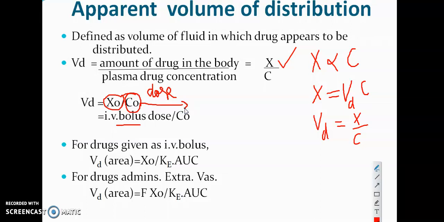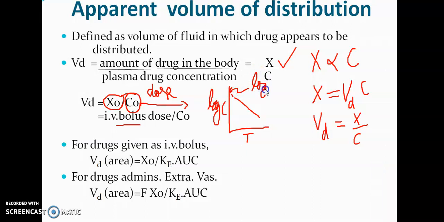Now this C naught can be easily found in case of 1 CBM IV bolus. How can we find it out? We have to plot a graph between log C versus time, and we know that this graph is a straight line. If we extrapolate this graph towards the y-axis, the point where it meets the y-axis is known as log C naught. To calculate C naught, you have to take the anti-logarithm of this, and finally you'll get to know C naught.